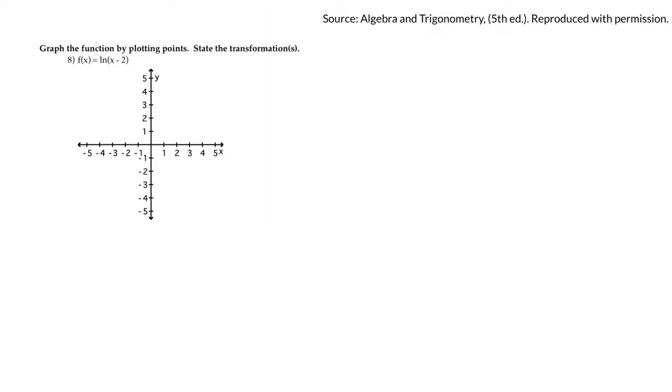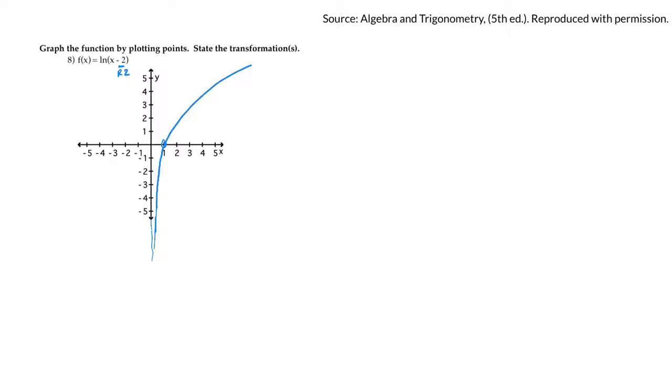All right, this is a similar kind of question. It says graph the function by plotting points and state the transformation. Well, right away I can say that the transformation is that the graph moves right 2. So if I know what the log graph looks like, and the log graph looks like this, where the y-axis is the asymptote, where that graph gets closer and closer to it but never touches, and it goes through 1 right there. Those are characteristics of all log graphs, and then it gets moved to the right 2.